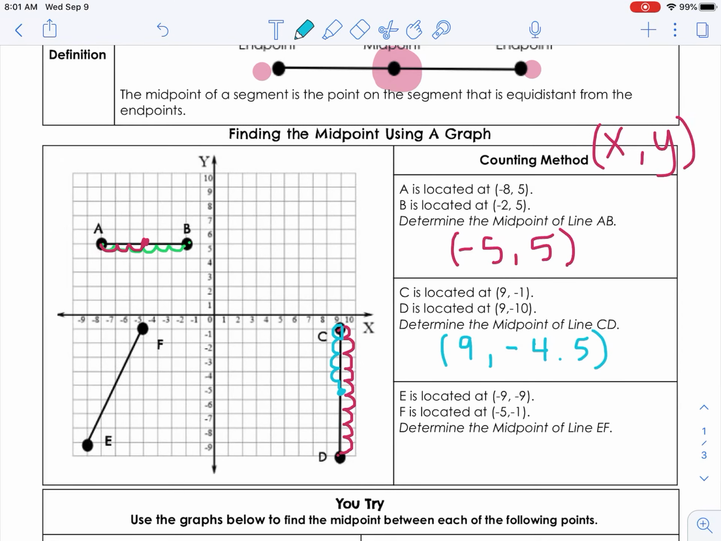So -1, 2, 3, 4. Excuse me, that is 5.5. We'll try that again. I know the number line's a little confusing, but the numbers are actually below the line.